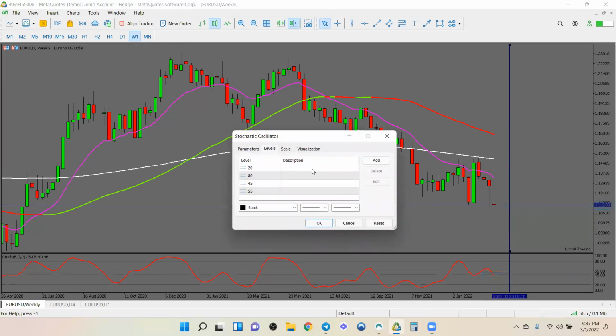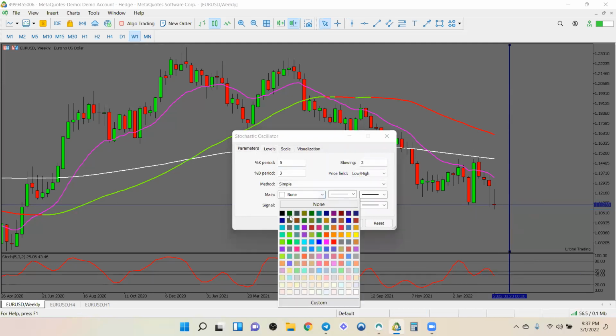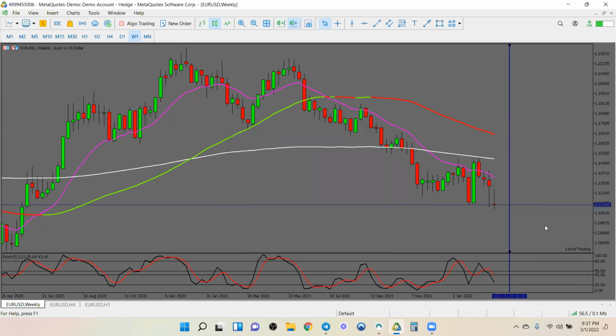And I want you to put a color on K so that K and D are showing. Okay, so now we have K on the screen. And this is where we're looking to take trades, using that to time what is the proper area to take a trade off of.